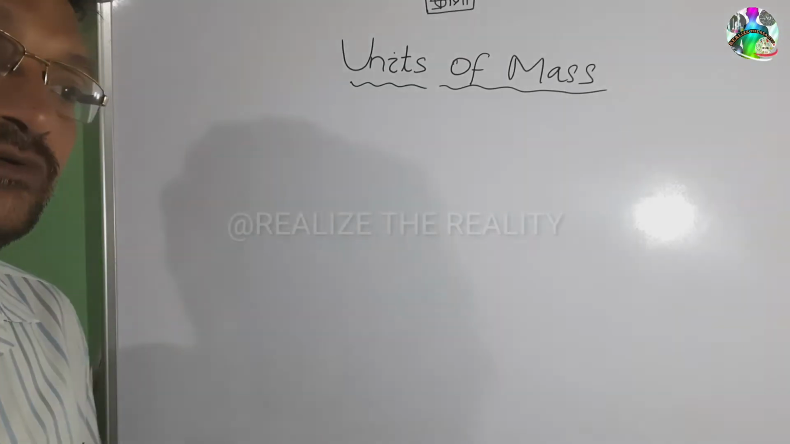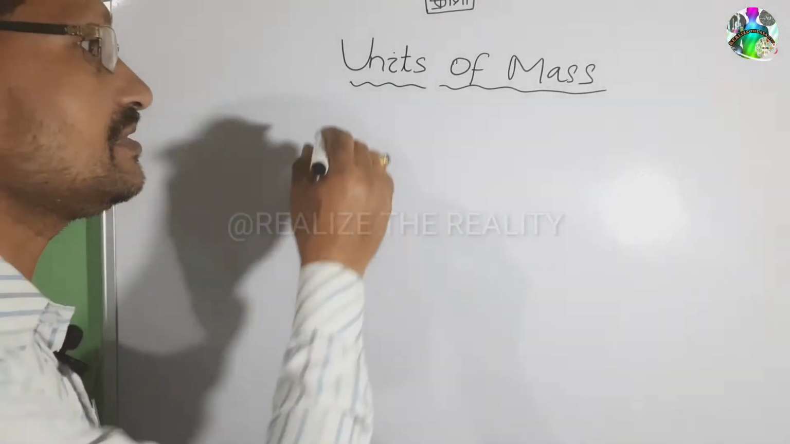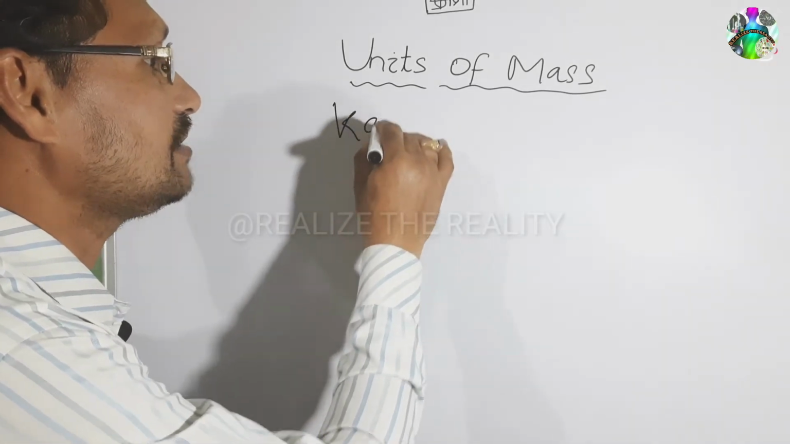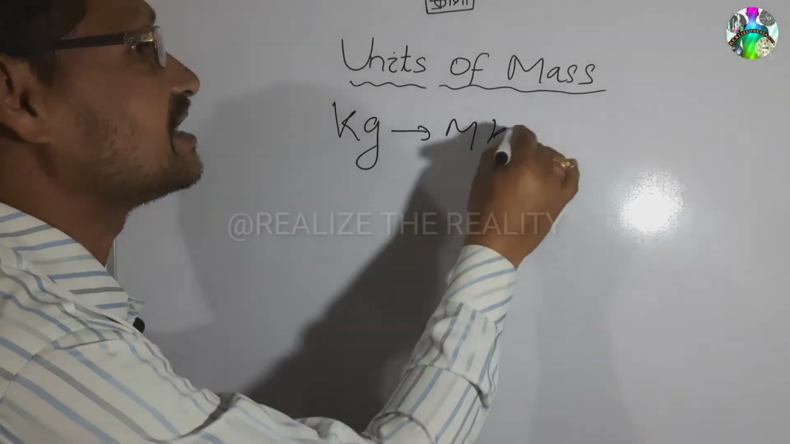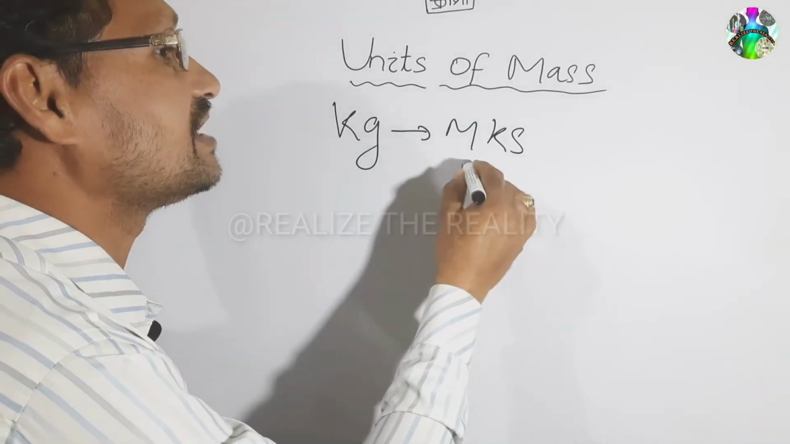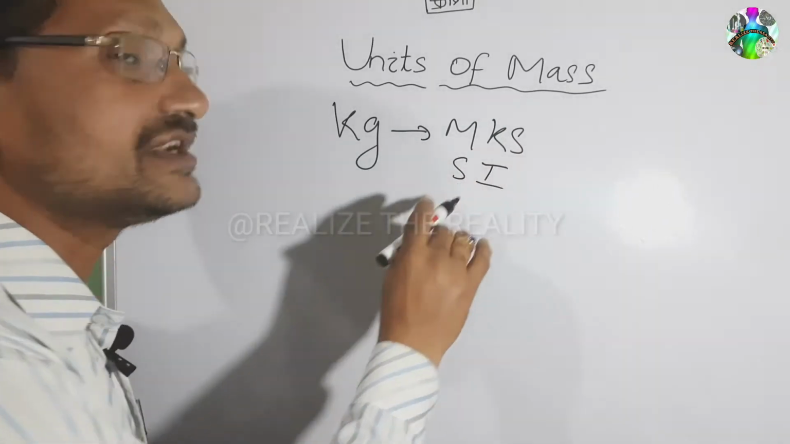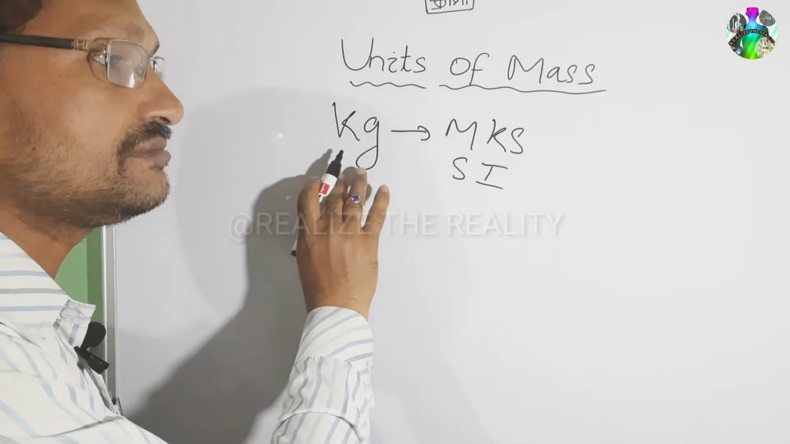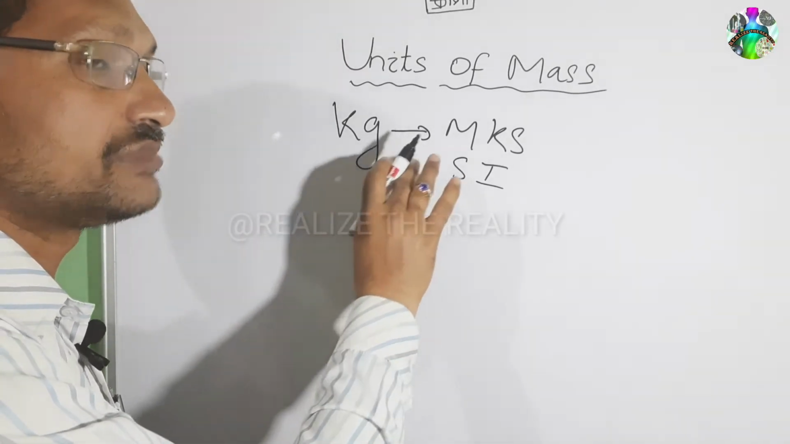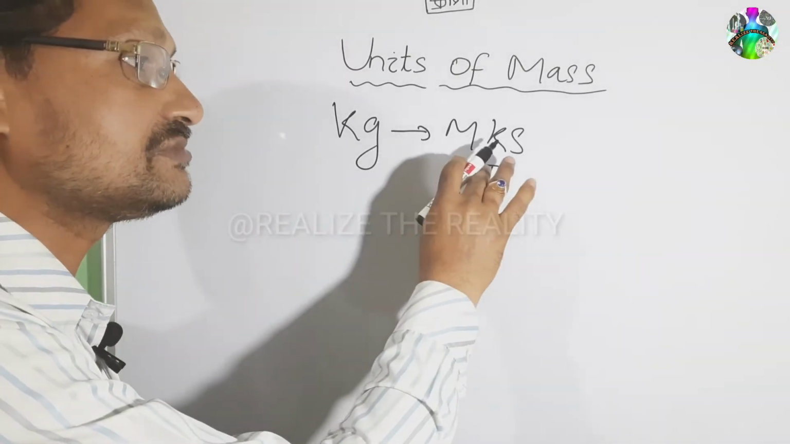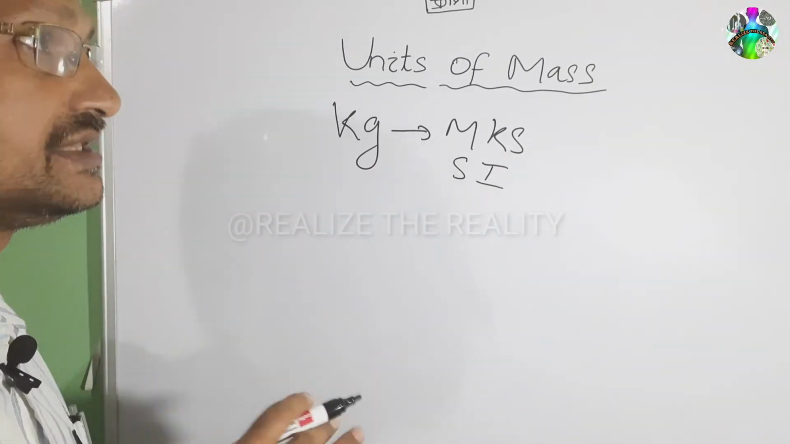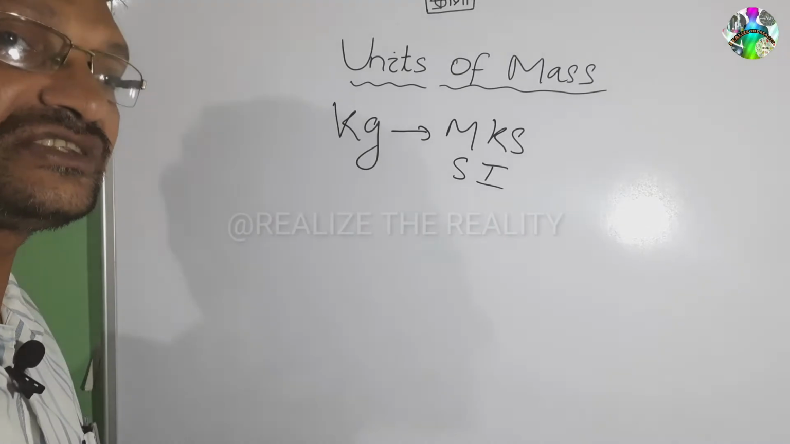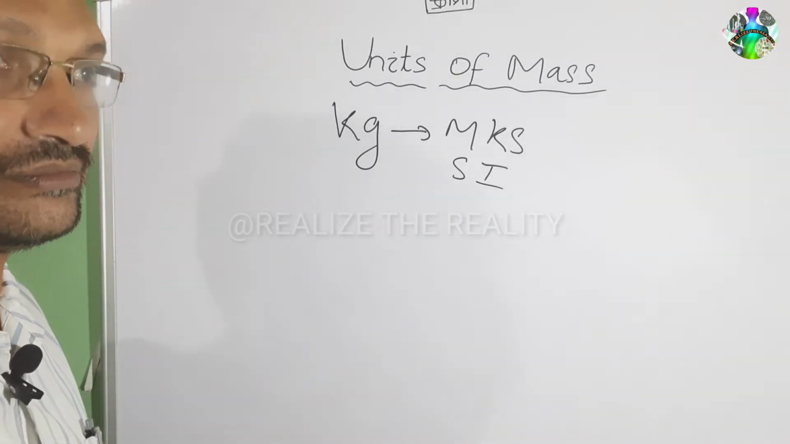First of all, let us study the multiples of mass. Kilogram is the SI unit, MKS unit or SI unit. The Standard International system also uses kilogram as the standard unit for measurement of mass, and in the MKS system also kilogram is the standard unit for measurement of mass. Then we will study what the multiples and submultiples of a kilogram are.